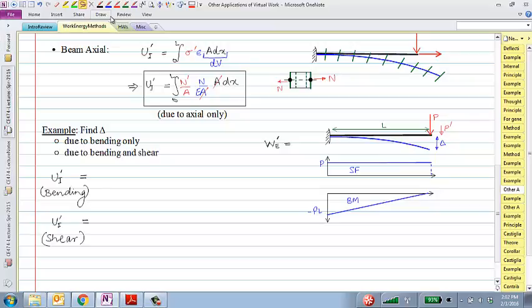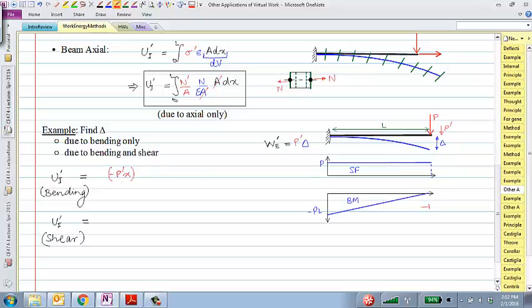P prime times delta. It's always exactly the same. P prime, virtual load, times real displacement. That's always the external work done. And the internal virtual energy stored for the bending case would be m prime, which would be minus P prime times x. That's the virtual bending moment.